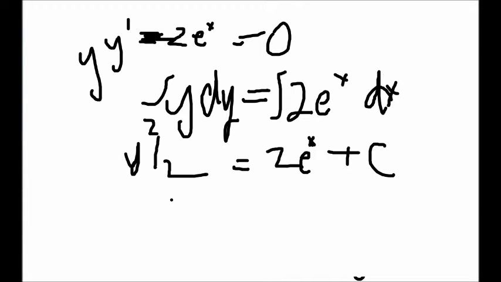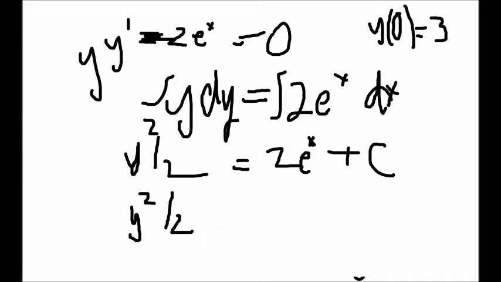And now we're finding the particular solution when y of 0 equals 3. So this is the general solution. For the particular solution, we plug in 0 for x. So y squared over 2 equals 2, since e to the 0 is 1, so 2 plus c. And y is 3, so 3 squared over 2 equals 9 over 2, which equals 4.5, minus 2, so 2.5 equals c.